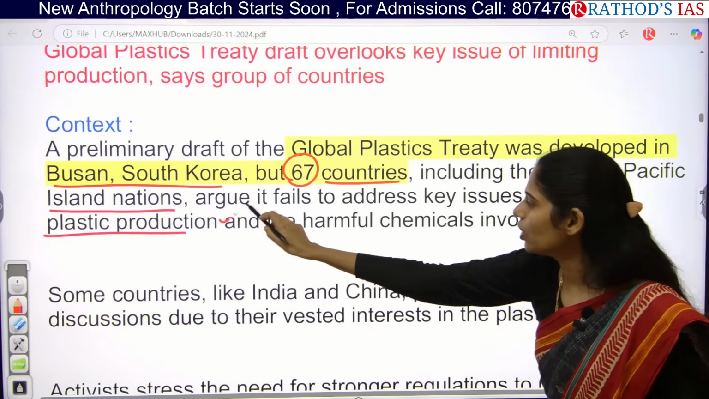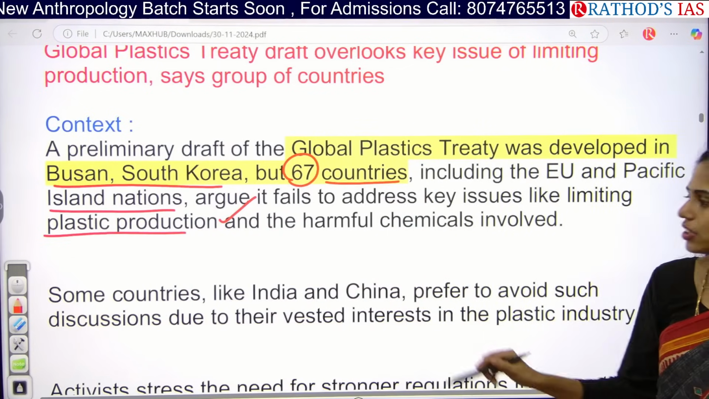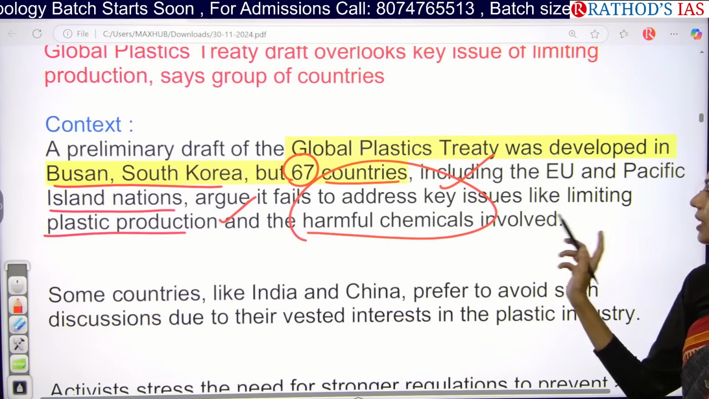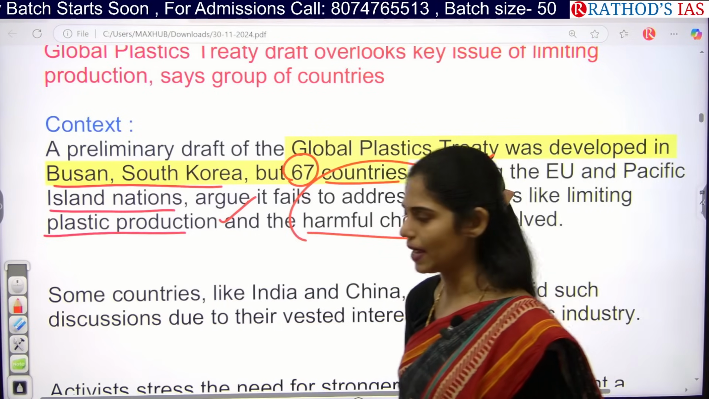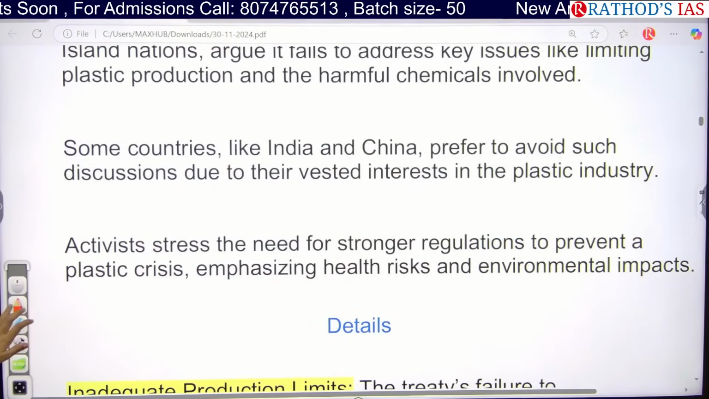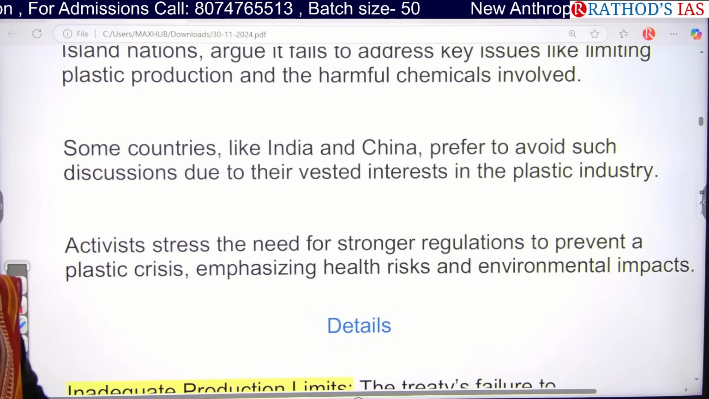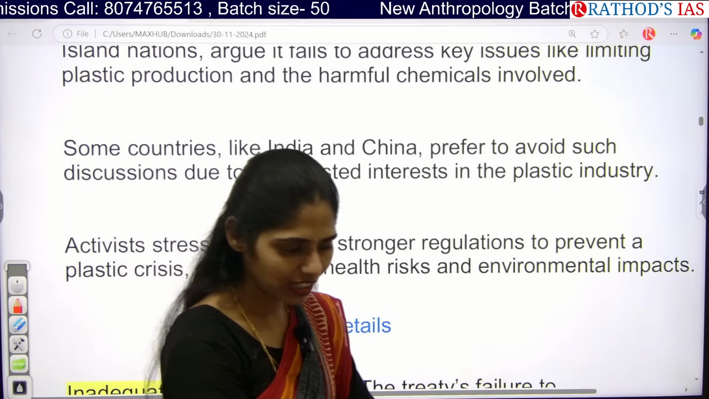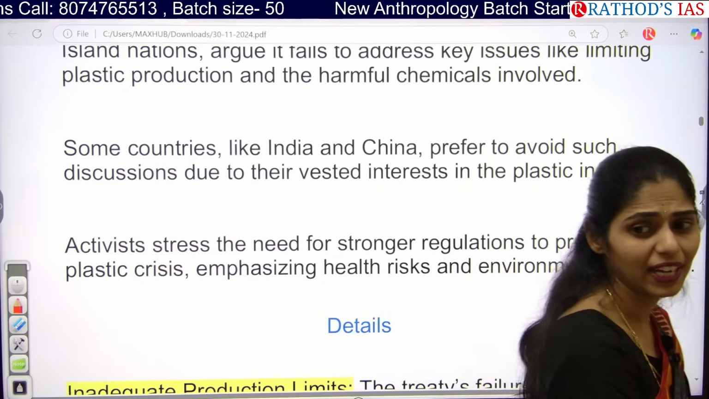They didn't talk about how we have to decrease this production, as well as how we have to decrease the harmful chemicals involved in the production of plastic. And even some countries like India and China prefer to avoid such discussions because they have vested interests. So especially if India wants to move against plastic, will it happen?